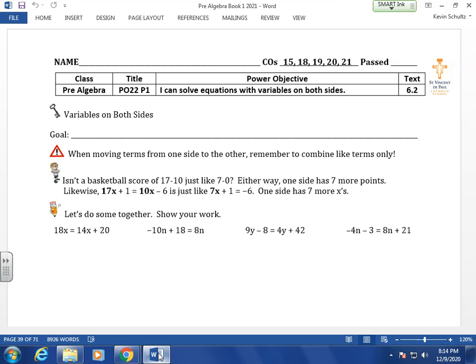Today, we're going to look at some of the quirks that can happen when you've got variables on both sides, in addition to looking at any type of equation you might come across. Might have to combine like terms, might have to use the distributive property, might have variables on both sides, or a combination of any of those three.